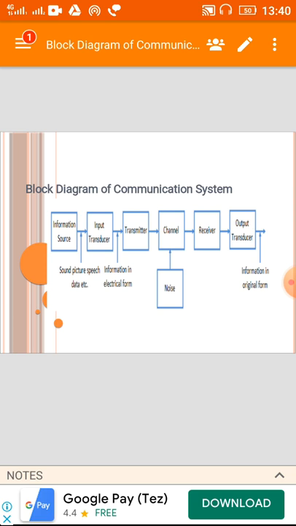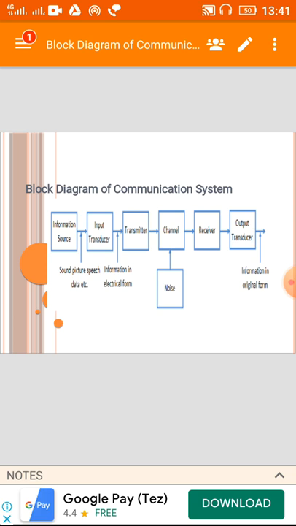Then fourth block is channel. The channel term means the medium through which the message travels from the transmitter to the receiver. In other words, we can say that the function of the channel is to provide a physical connection between the transmitter and the receiver. Next block is noise.